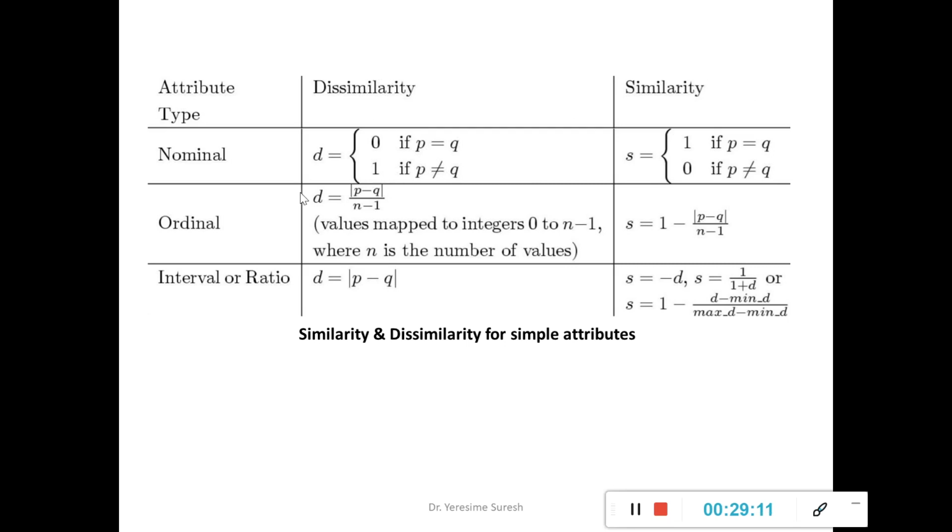Similarly, for ordinal, I find the dissimilarity as the cardinal values of P minus Q divided by N minus 1, and if I subtract this value from 1, I'll get the similarity value. Similarly, for ratio, I take the cardinality value difference, and again 1 minus D will give me the similarity. This is the summarized table with respect to proximity or the distance measure for data objects which are nominal, ordinal, as well as interval and ratio.